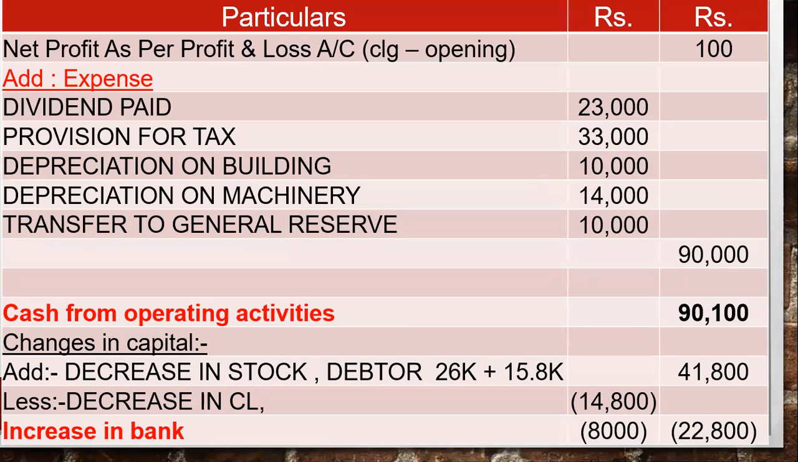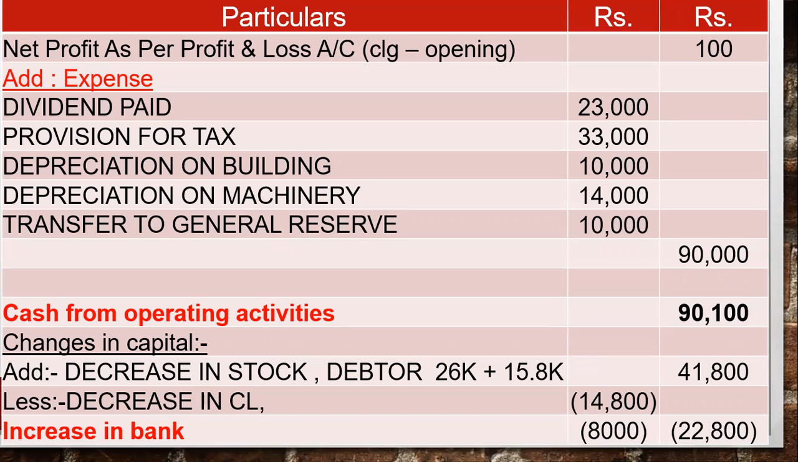You have to start with a net profit. That is, your net profit is 100. It's given in the liability side, profit and loss account. So you have to do closing minus opening, and you will get 100 rupees. After that, these are the expenses. You have to give the second effect of this. So dividend paid 23,000, provision for tax 33,000, depreciation on building 10,000, depreciation on machinery 14,000, and transfer to general reserve, that is 10,000. So these are the expenses we have to record over here.